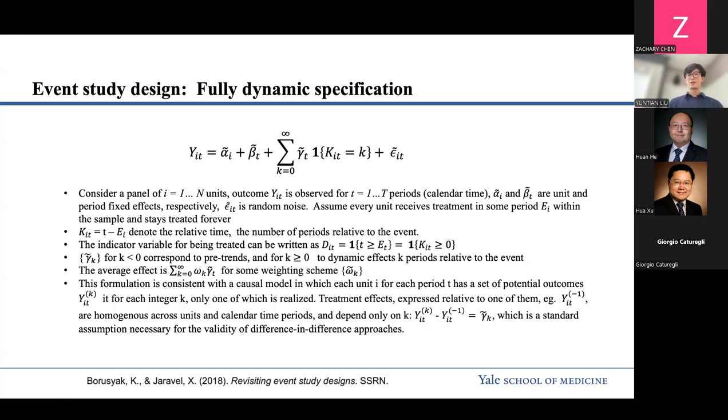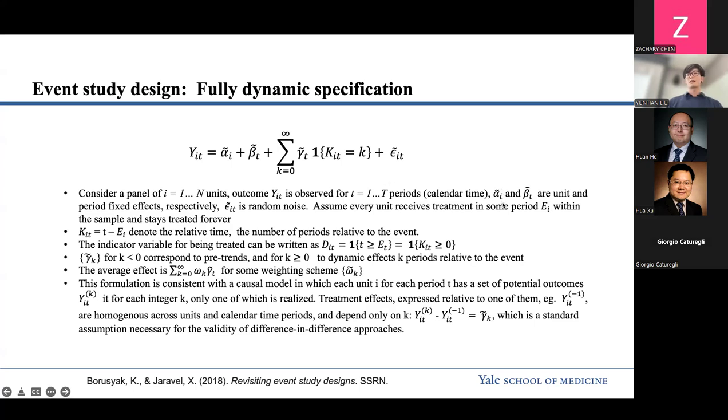And the outcome YT is observed for 1 to T periods. That time is calendar time, so it's not relative to any anchor point or index date. So it's just, for example, January to December.